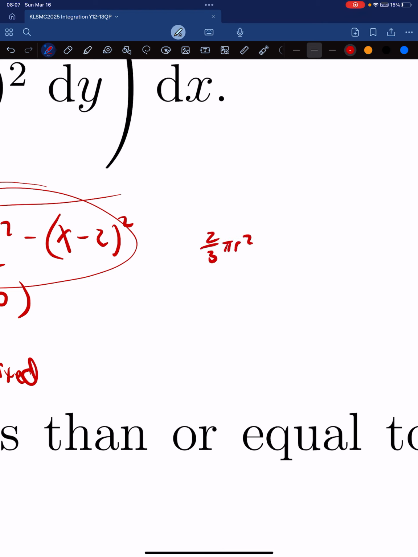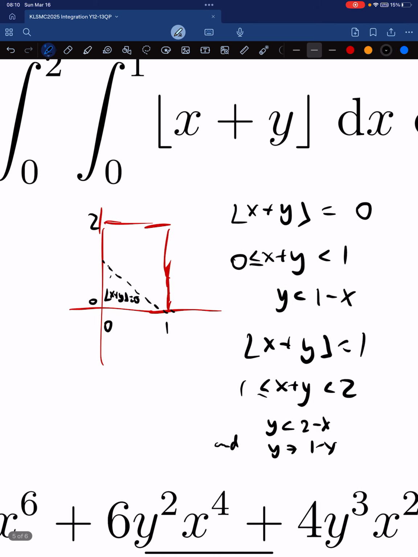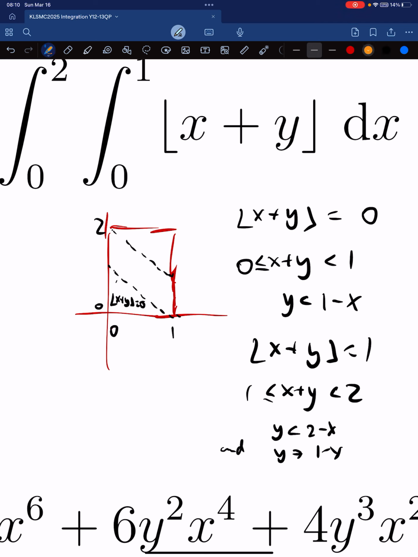Okay, and now let's consider when our floor function equals 1. It equals 1 given that x plus y is bounded between 1 and 2. So then basically we have y is less than 2 minus x, and at the same time y is greater than or equal to 1 minus x. So this is basically the space for floor of x plus y equals 1.